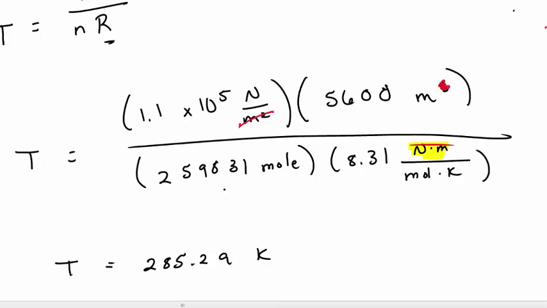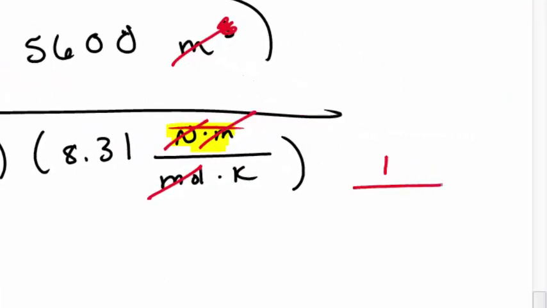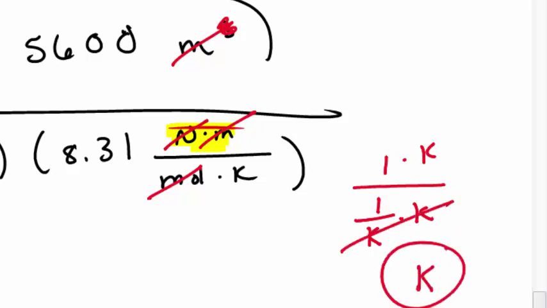So this Newton is going to cancel out with this Newton. This meter, the one left over, is going to cancel out with this one. This moles is going to cancel out with this moles. And I've got a complex fraction. I've got 1 over K. So to simplify that, I'm going to multiply top and bottom by K. And my unit ends up being Kelvin, which is what I want. So it looks like everything is good.